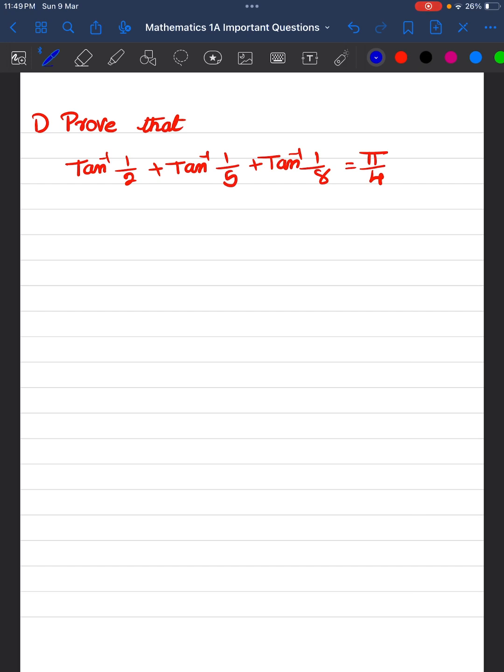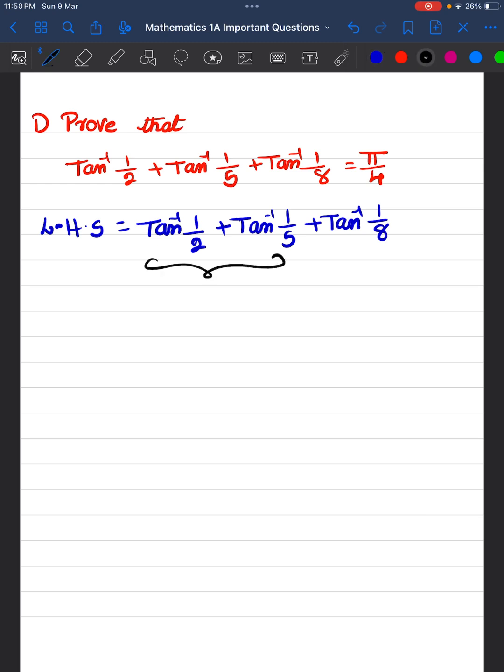So for this problem solution, I am considering the LHS, the left hand side part of the question. What is the left hand side part? That is tan inverse 1 by 2 plus tan inverse 1 by 5 plus tan inverse 1 by 8. This is the question we have considered. In this question, you can choose any two terms. If I consider the first two terms, what formula can I apply?